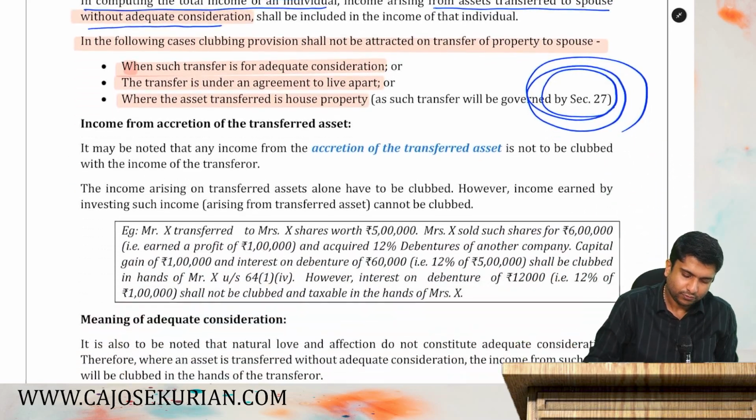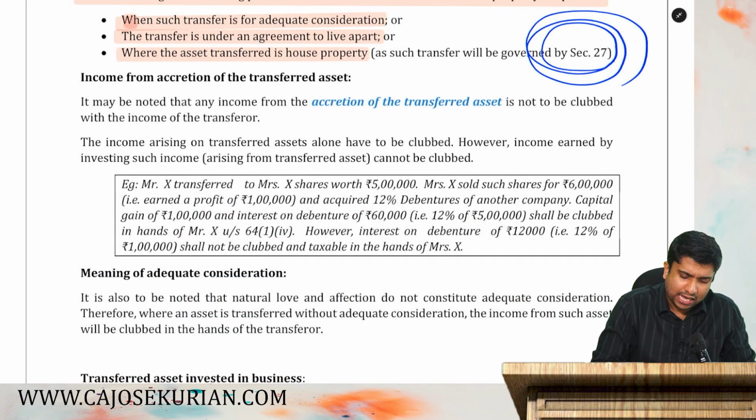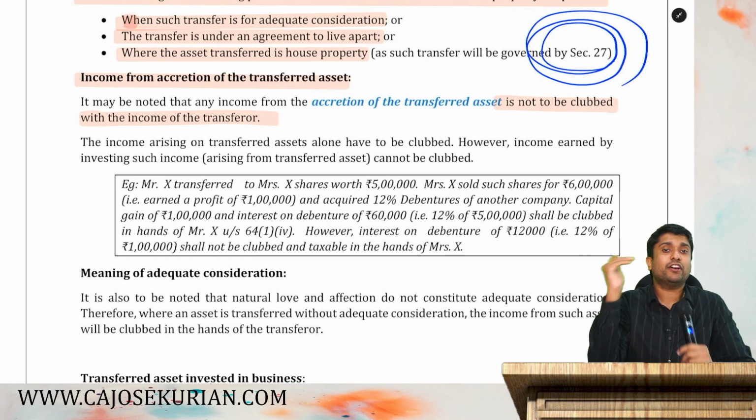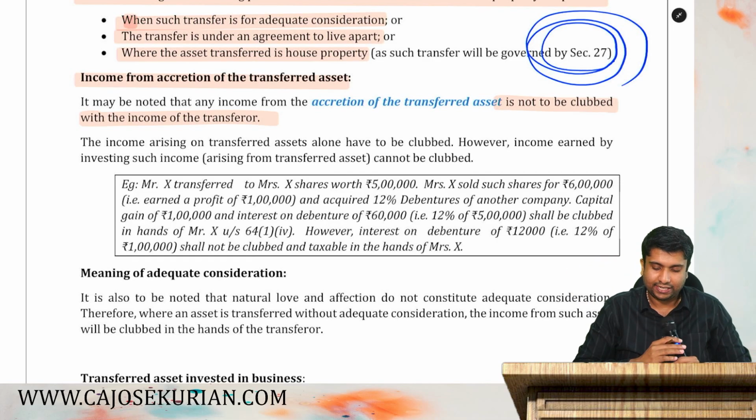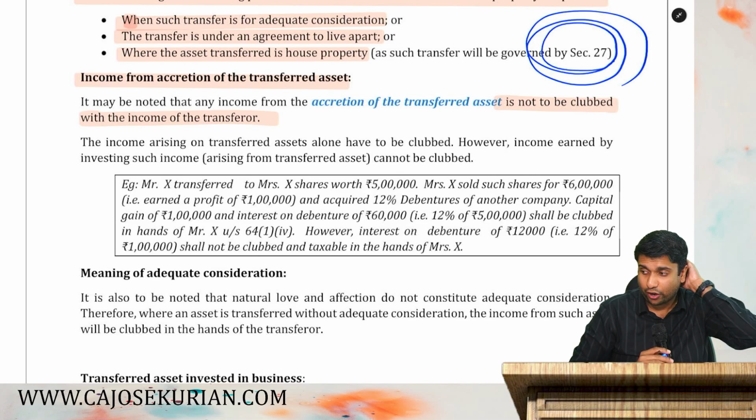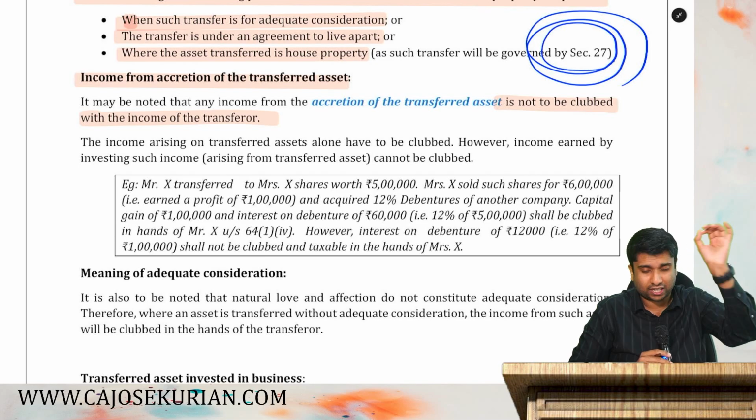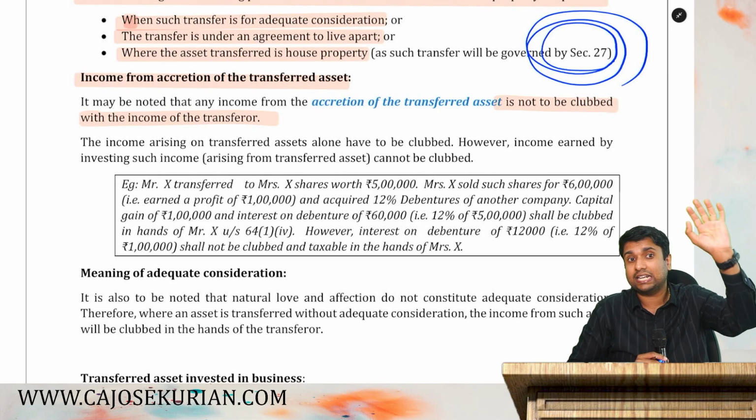Now, next point. Income from accretion of transferred asset is not required to be clubbed. What do you mean by accretion of transferred asset? So what does the department say? Income from accretion of transferred asset is not required to be clubbed. Let's understand what this accretion of transferred asset is.